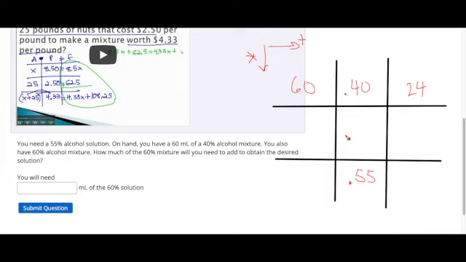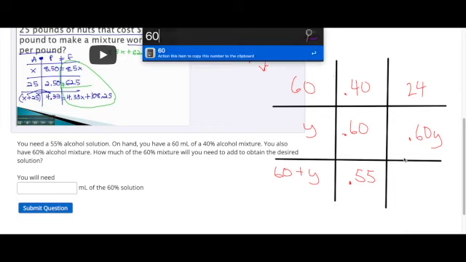And then we also have a 60% alcohol mixture, right, of something that we don't know what it is. Okay, we don't know how much of that was there. And we're going to need to add that up as we go down. So 60 plus y, and this is going to be 0.60y here, multiplying across. And again, like we did before, we're going to have to put the multiplier of the bottom right grid together. So 60 times 0.55. 60 times 0.55 is 33. Really? Okay. That's a nice, easy number.